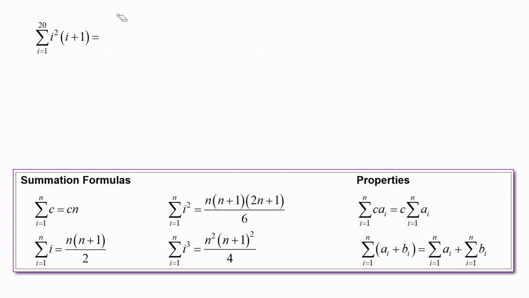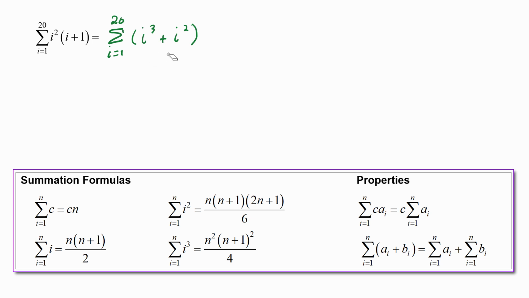Here, we have to do the summation i equals 1 to 20 of i squared times the quantity i plus 1. Now, none of our formulas will allow us to do this summation in this form. So what we will need to do is distribute that i squared into this binomial. So now we have the summation i equals 1 to 20 of the quantity i cubed plus i squared.